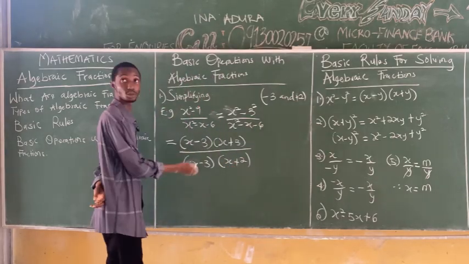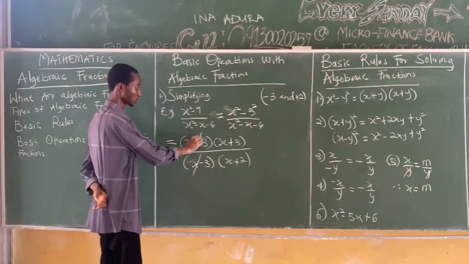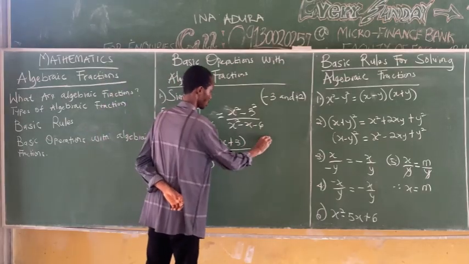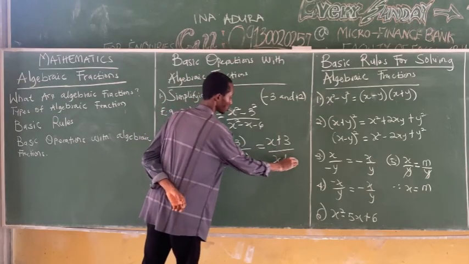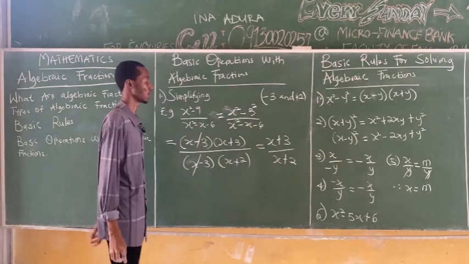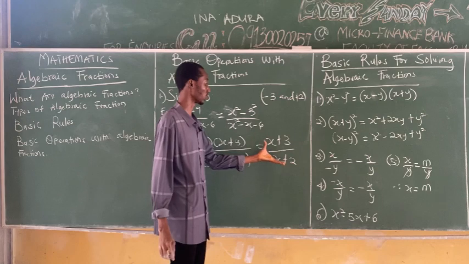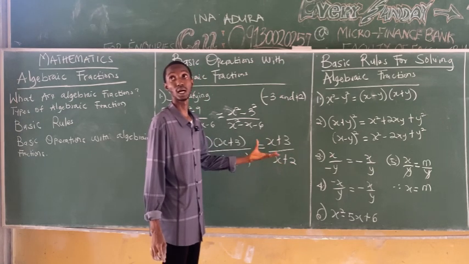Now if you observe, there's something common here. This will cancel this. We're left with what? x plus 3 divided by x plus 2. This is our final answer. This is the lowest term. You cannot simplify this question further. This is where we stop.